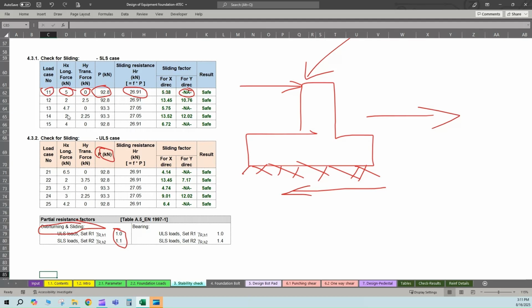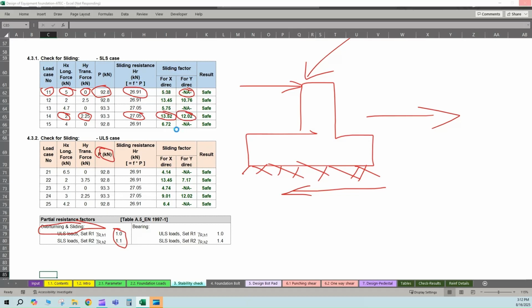Coming to load case number 14, where there are horizontal forces in both directions, both are checked against the sliding resistance force, phi into P. We are getting 13.52 and 12 respectively. These are greater than the value defined in EN 1997, so we can say this foundation is safe in sliding also. To check the stability criteria, that is bearing pressure calculation, overturning and sliding, with this stage 3 is completed.